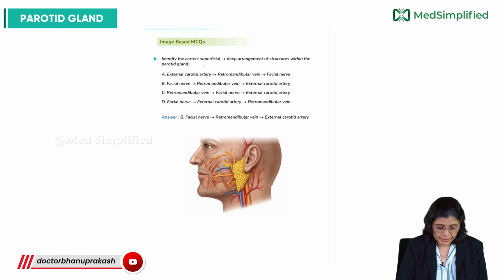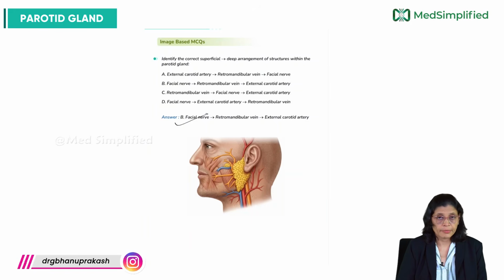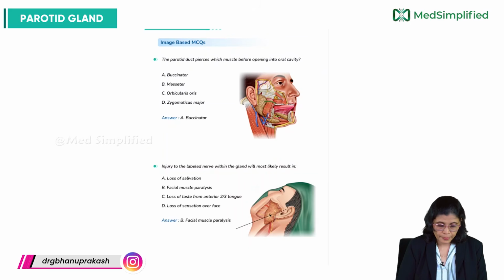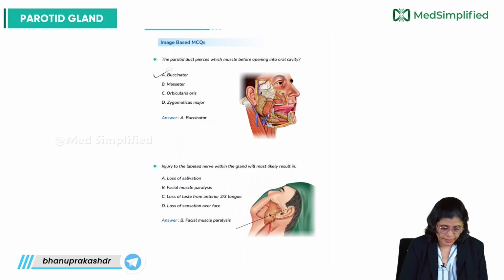Identify the correct superficial to deep arrangement of structures within the parotid gland. Within the parotid gland from superficial to deep, we have the nerve, vein and the artery: facial nerve, retromandibular vein and external carotid artery. So, answer B is the right choice. The parotid duct pierces which muscle before opening into the oral cavity? It pierces the buccinator. Masseter, it just runs across but does not pierce it. So, it pierces the buccinator muscle.